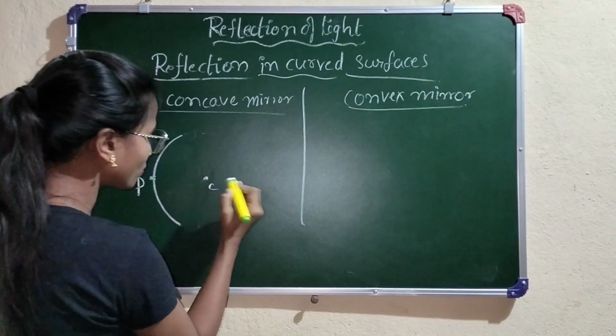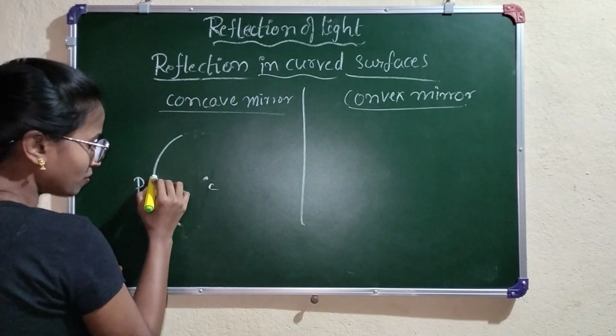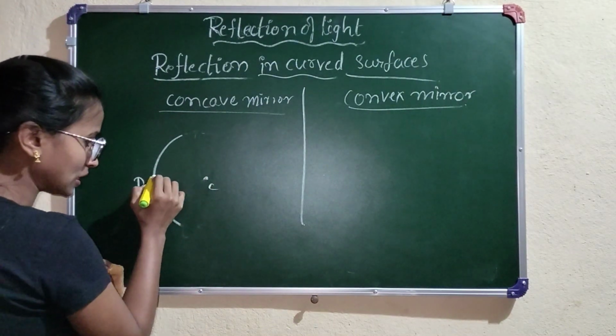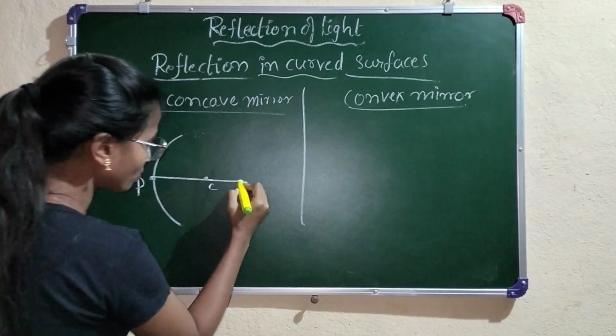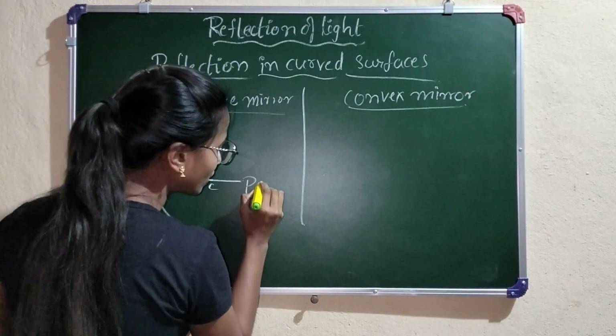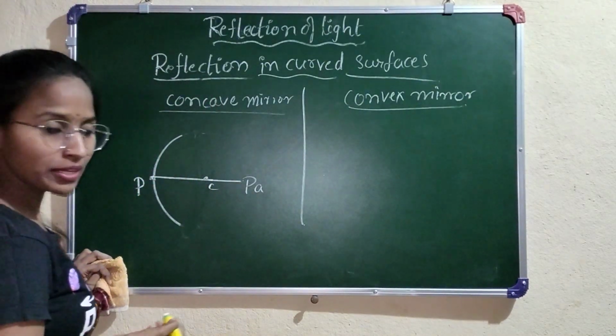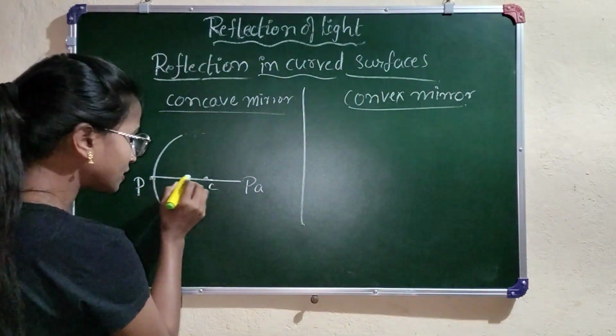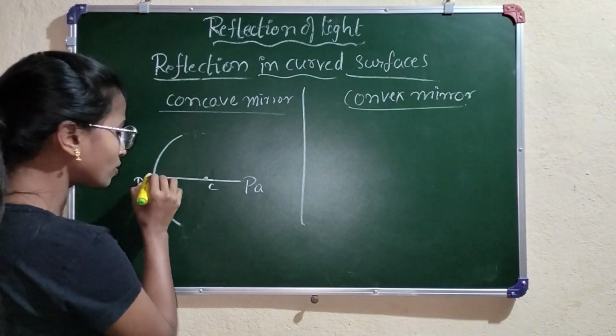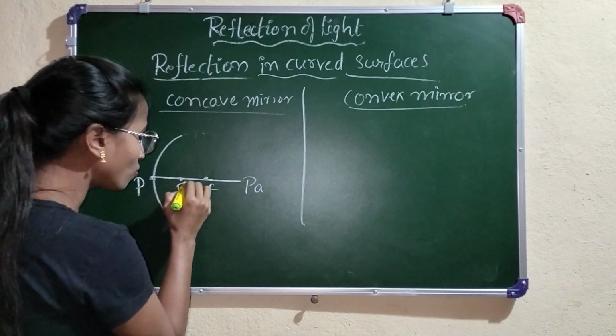So that is the center of curvature. The line joining the principal axis to the center of curvature, this line we are calling the principal axis, PA. And the exact midpoint between the center of curvature and the pole we are calling the focus.